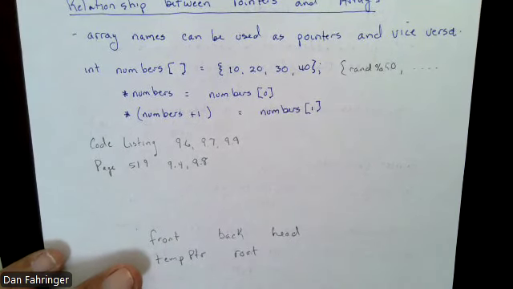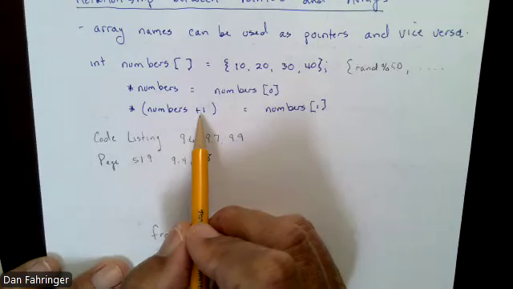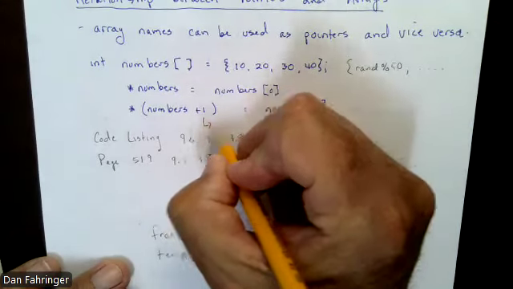Okay. So, numbers, as you remember, numbers is an address. So if I come down here and say, hey, I want to dereference what's at this address, that's going to be the same as numbers sub-zero. I want to dereference what's at this address. It's the same as I want to dereference what's at numbers plus one, which is actually going to be 1 times 4 bytes.